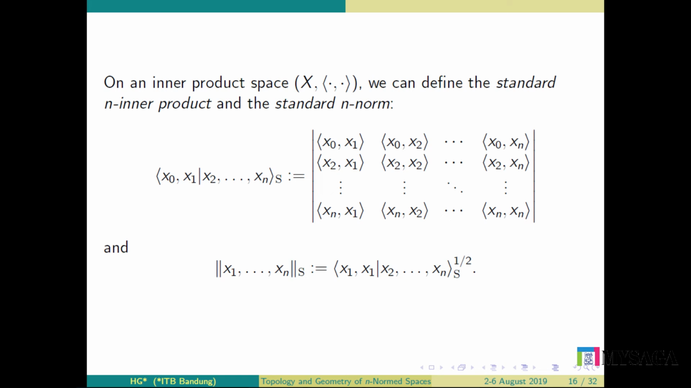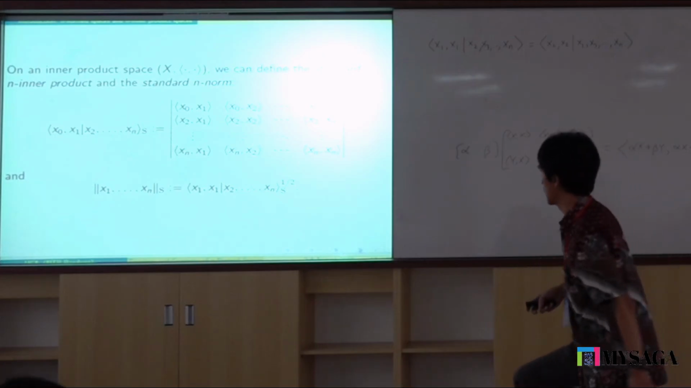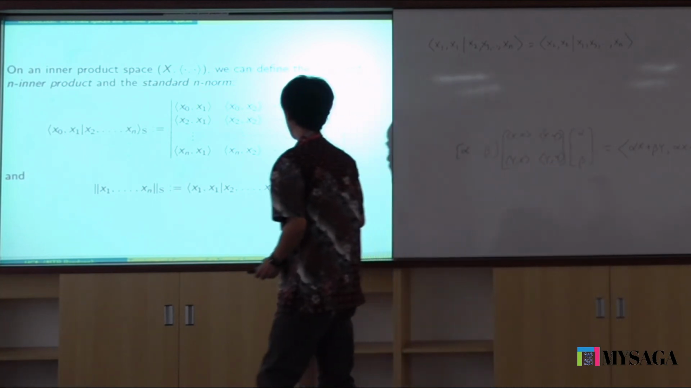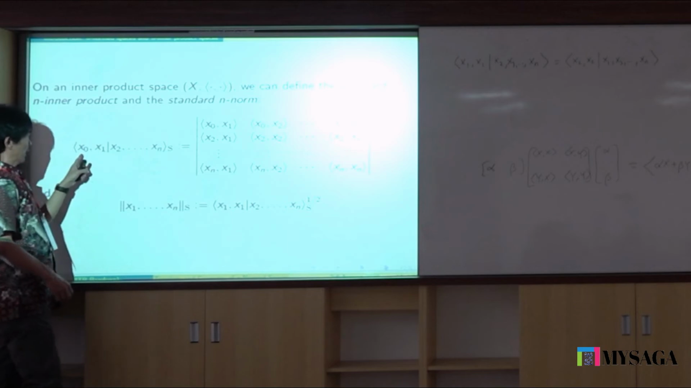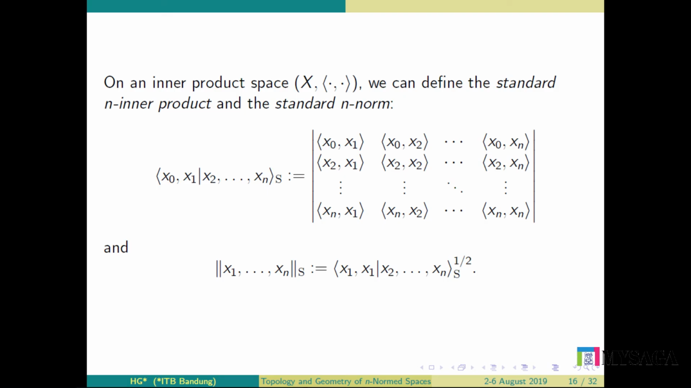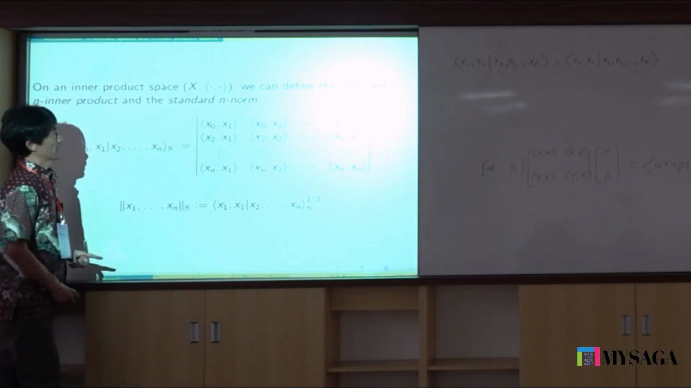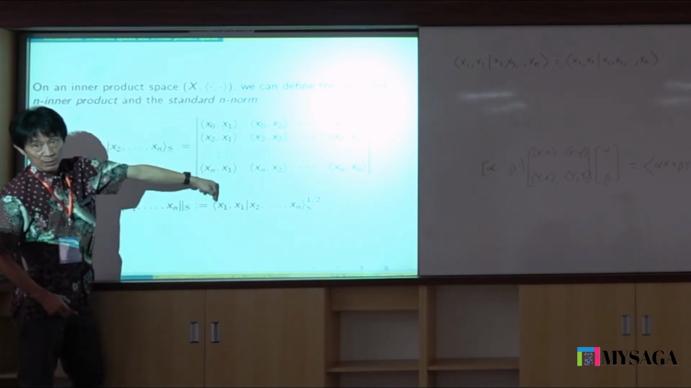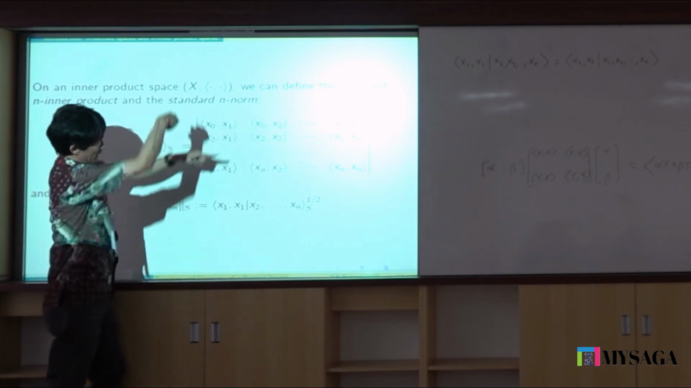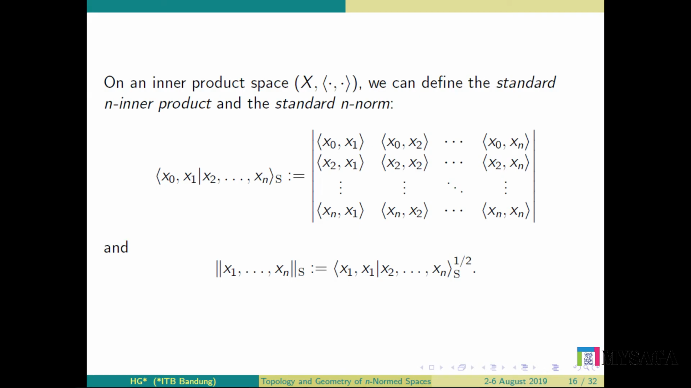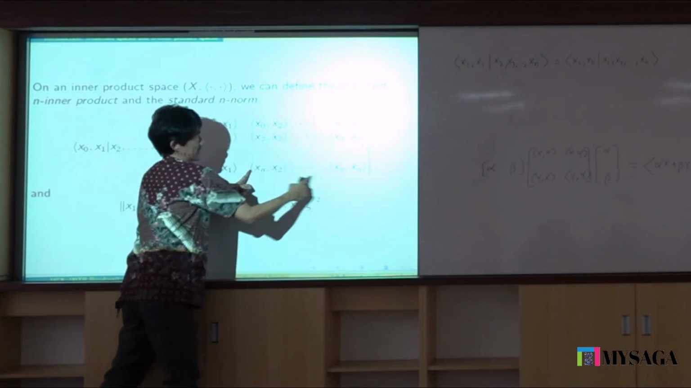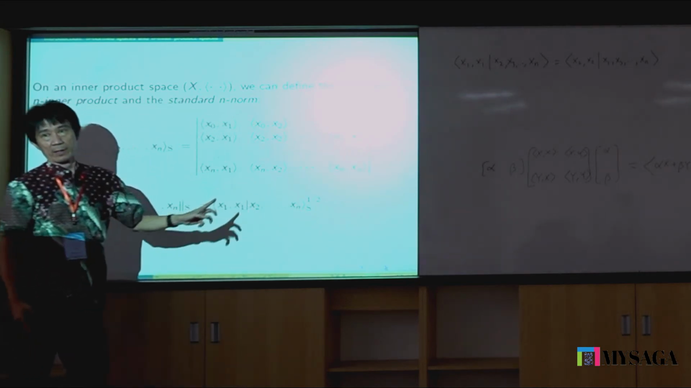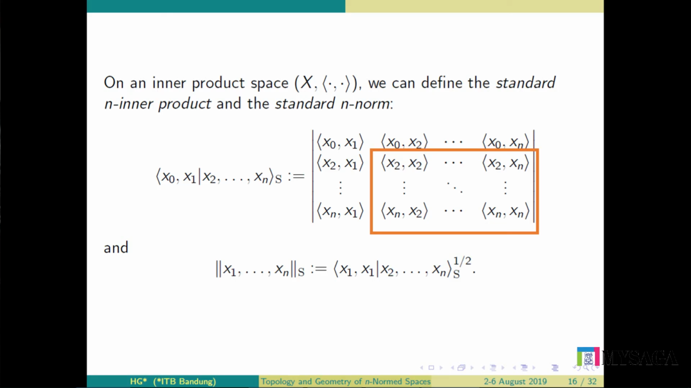So the n inner product is given by this formula. If you look at x0 here, x0 appears in the first row. Okay? x1 appears only in the first column. So x0 first row, x1 first column, and all the others x2 up to xn. Especially this submatrix consists only of x2 up to xn.